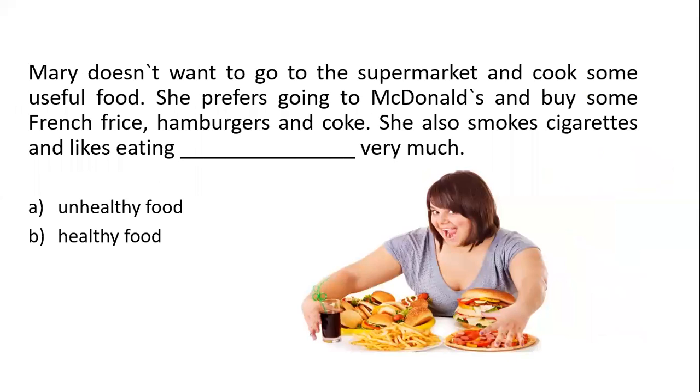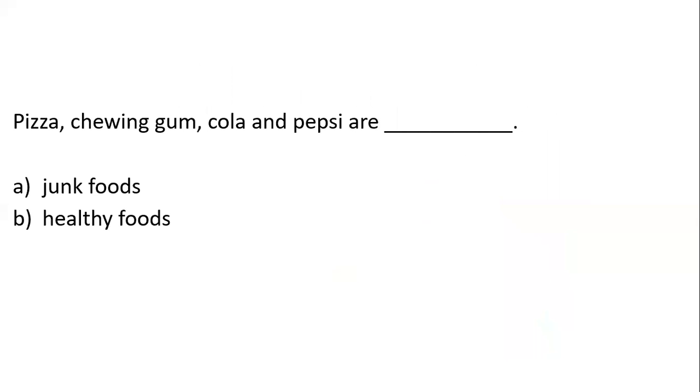Okay, let's go with the second one. Mary doesn't want to go to the supermarket and cook some useful food. She prefers going to McDonald's and buying some French fries and hamburgers and Coke. She also smokes cigarettes and likes eating what kind of food? Yes, it is, of course, unhealthy food. You can see from the picture that she's fat, she's obese, because she eats unhealthy food.